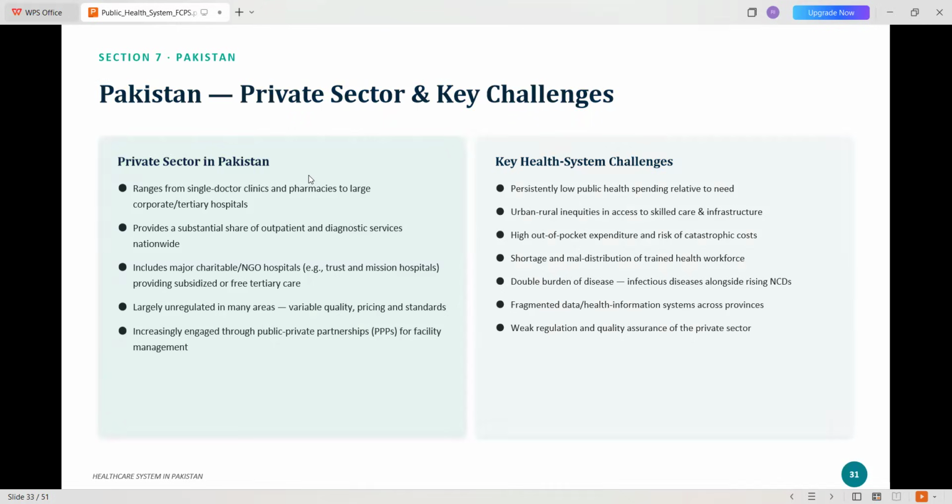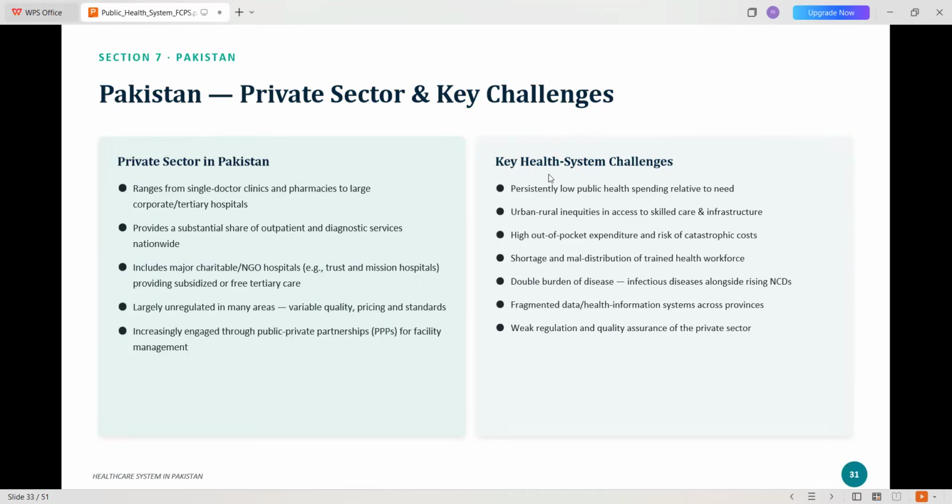So next, the private sector in Pakistan ranges from single-doctor clinics and pharmacies to large corporate and tertiary hospitals, providing a substantial share of outpatient and diagnostic services nationwide. It includes major charitable and NGO hospitals, is largely unregulated in many areas, and is increasingly engaged in public-private partnerships or facility management.